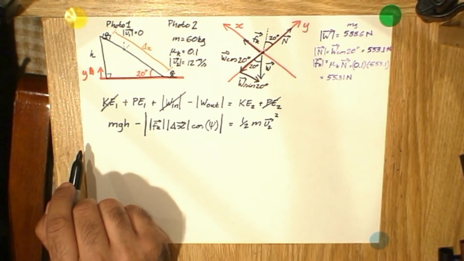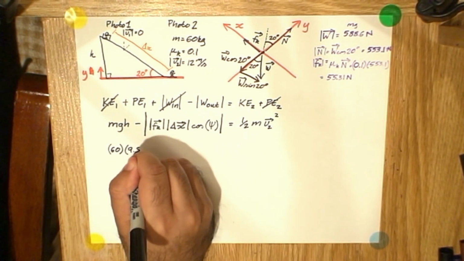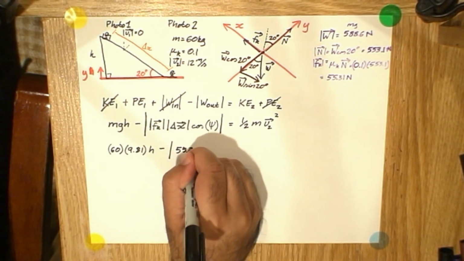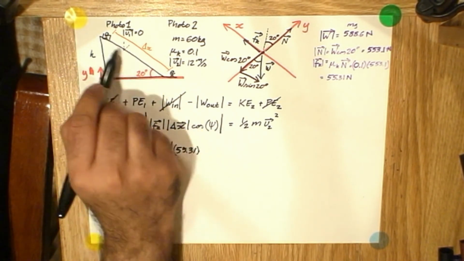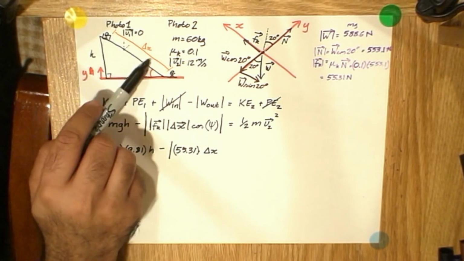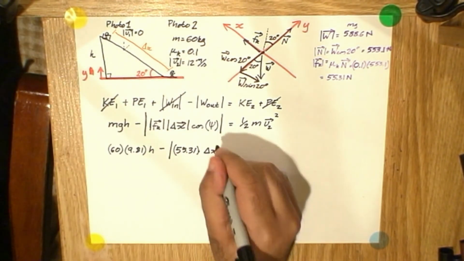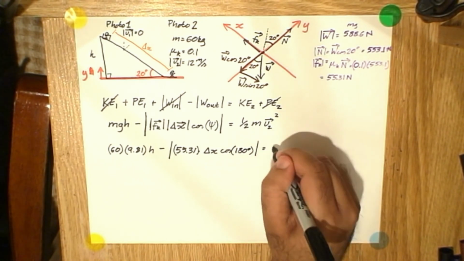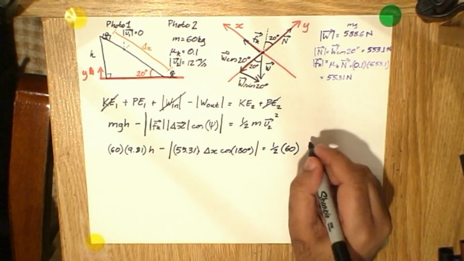Now, let us plug in everything that we know. The mass is 60. G is 9.81. Height is unknown. Minus the force of kinetic friction, 55.31. We found that out over here. Times the length of this slope, which is unknown. But we do know that this person is traveling down the slope, but friction is pointed up the slope. The force and the displacement are pointed in exactly opposite directions. So that means that we are dealing with the cosine of 180 degrees. 180 degrees means opposite directions. And all of that is equal to 1/2 times the mass of our character, 60, times their final velocity, which is 12 squared.